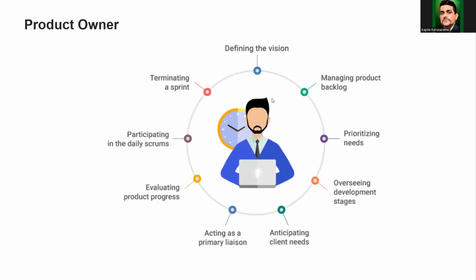The product owner is a key guy, as I mentioned. He's defining the vision, and he's defining the backlog. We'll discuss what a backlog is later. He manages the backlog, prioritizes, oversees the entire development stages, anticipates client needs, and evaluates things like this.